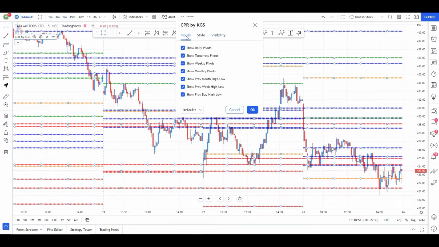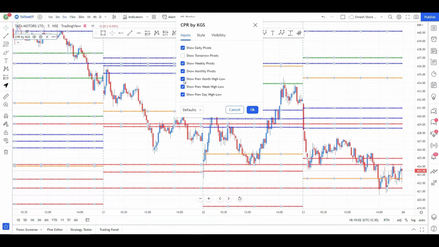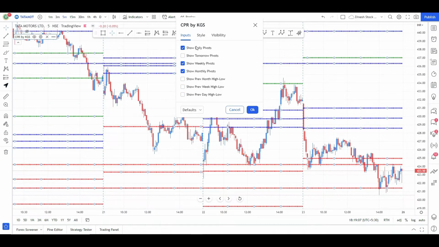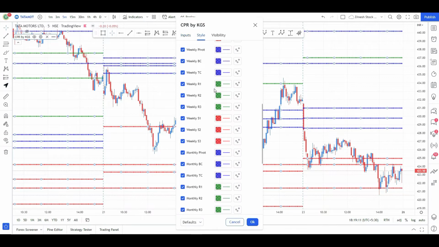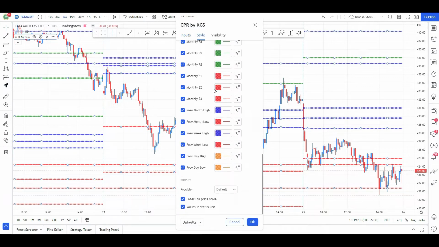Go to inputs. We want daily pivots, weekly pivots and monthly pivots. So just enable those levels and disable all the other levels. And next, go to style. So you have so many levels listed here. Let's choose whatever we want.